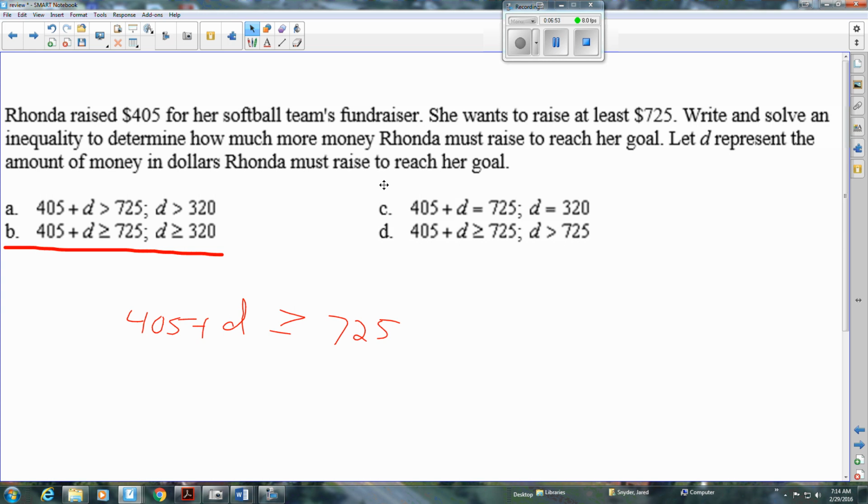Okay, so we know that the whole thing's going to have to be at least 725. We also know that Rhonda has $405, and we want it to be at least 725. So we know that 405 plus D, which is the amount that she must raise to reach her goal, is going to be greater than or equal to 725. And then if we look up here, the only one that really comes out to that is going to be B, and that's going to be 320. That one might be on your test, people.